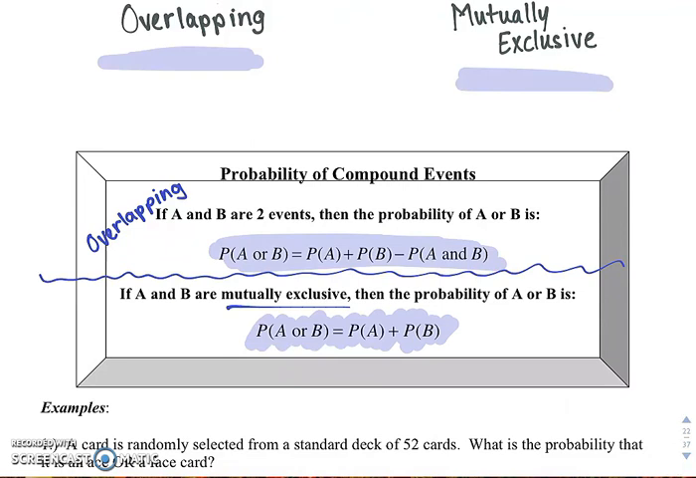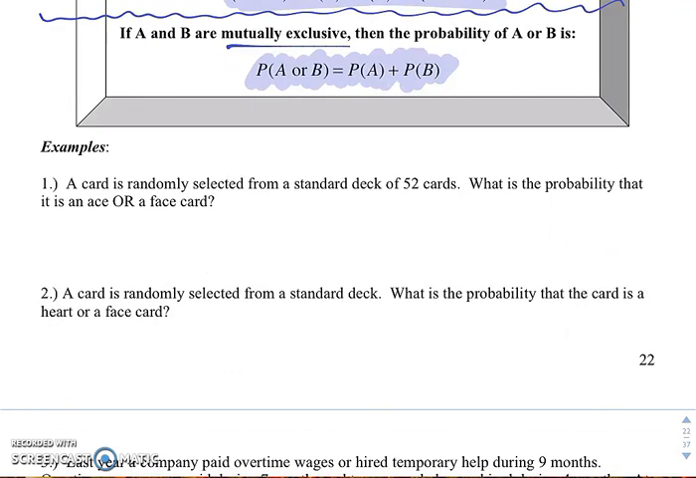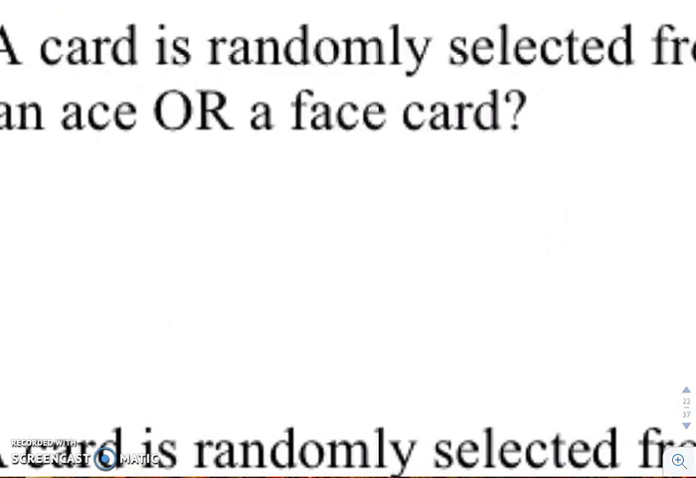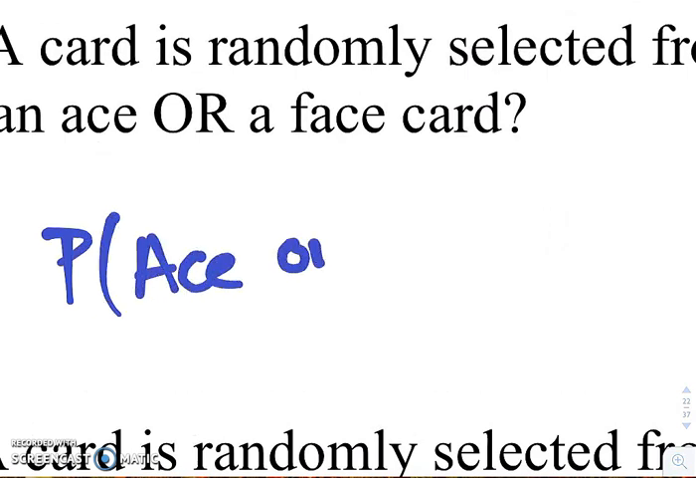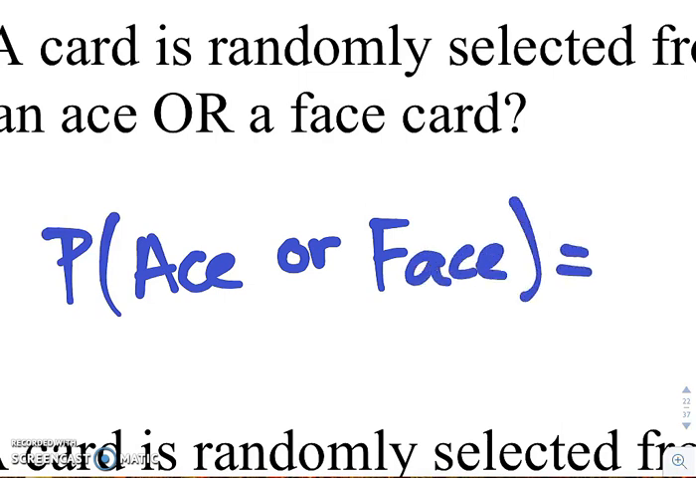So if we look at an example, again looking at your deck of cards, a card is randomly selected from a standard deck of 52 cards. What's the probability that it is an ace or a face card? Remember, ace cards do not count as face. Face cards are the jacks, queens, and kings. So if we're trying to find the probability of an ace or a face card, we just add them up.